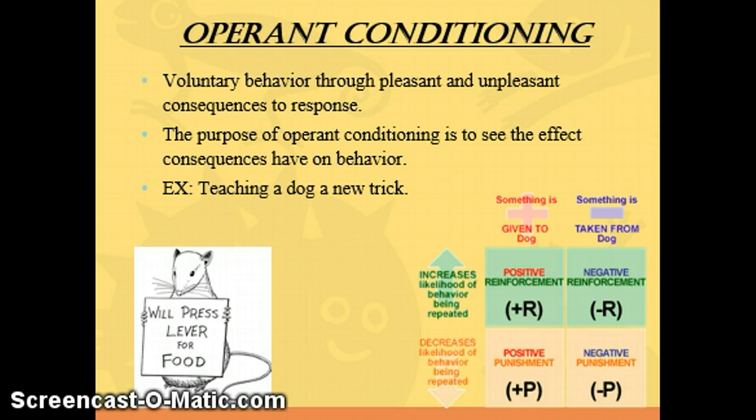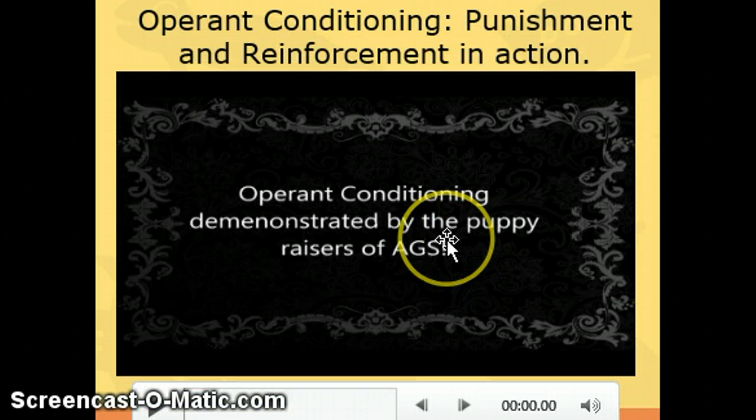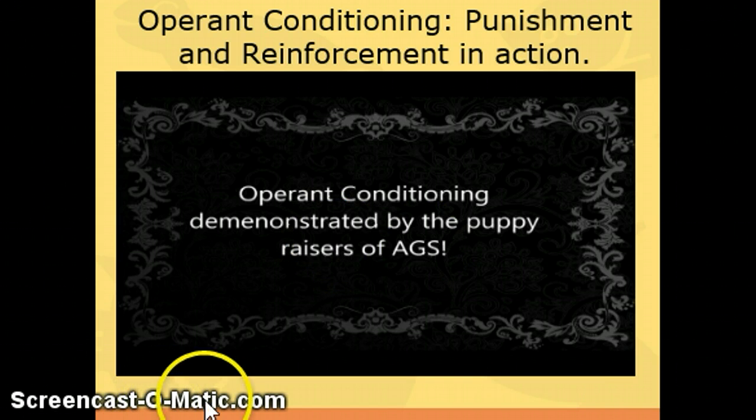For example, teaching a dog a new trick. Oftentimes when your dog learns a new trick, you reward him for doing the trick correctly. The dog likes getting the reward, so he will constantly do the trick even though you're not asking him to do the trick. The dog is voluntarily doing the tricks to receive something he wants, in other words, the treats. In this video, it will show the different types of punishment and reinforcements in operant conditioning.